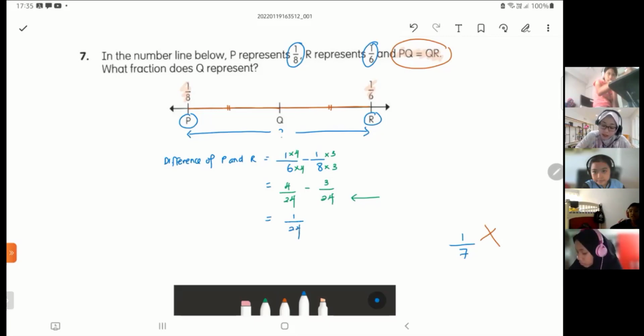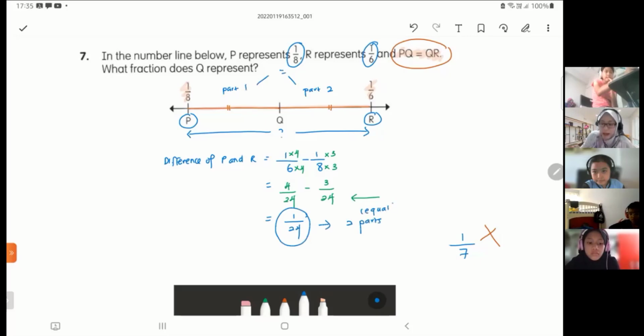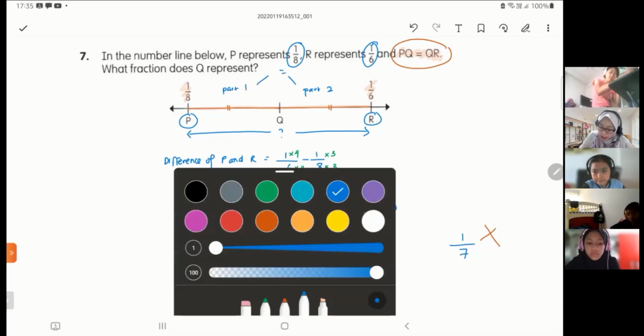The difference means the gap between P and Q. So it is talking about this one and this one, right? The two equal parts. So the gaps, this is part number 1, and then this is part 2. They are both equal. So this 1 out of 24 is actually for 2 equal parts. Now, if you look at Q, where does Q come in?